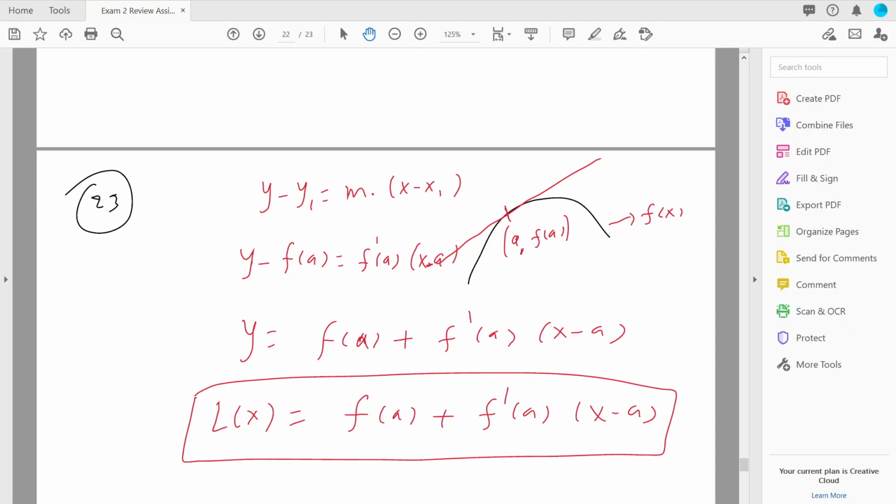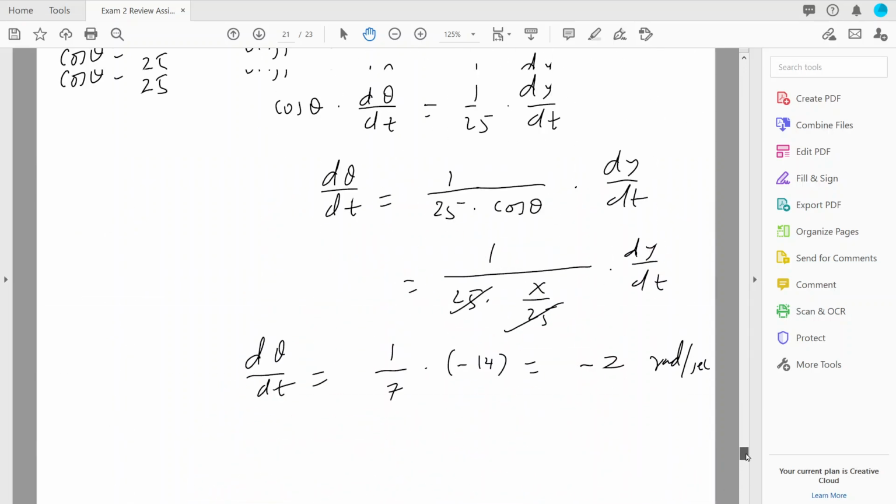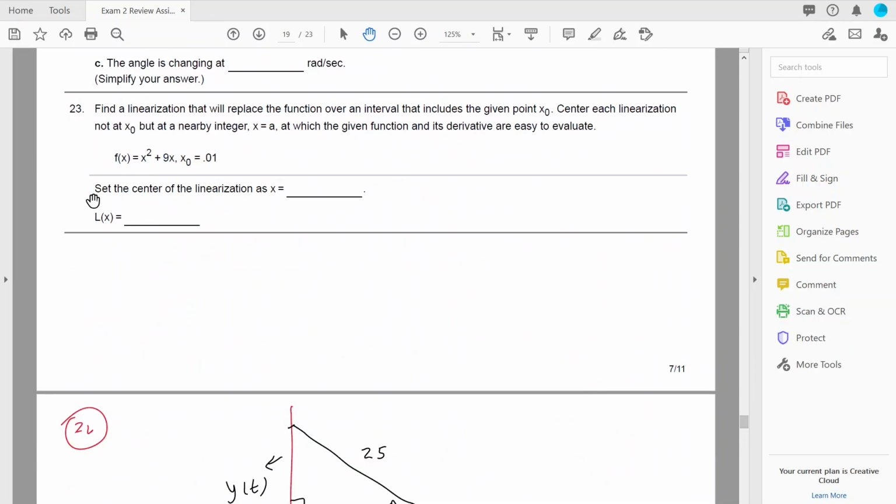So in this case, we are given the function x squared plus 9x, and we would like to find a linearization that will replace the function over an interval that includes the given point x0. Center each linearization not at x0 but at a nearby integer x equal to a.